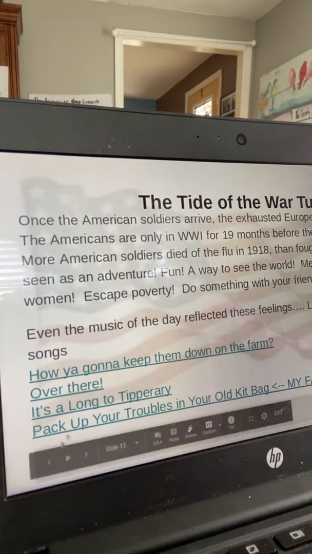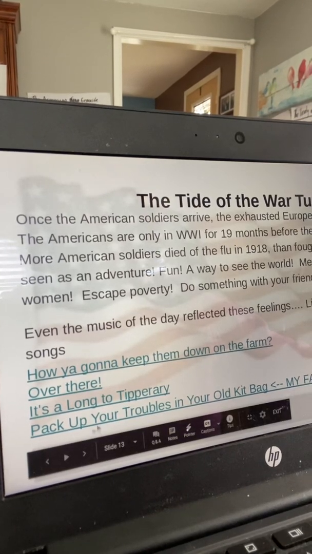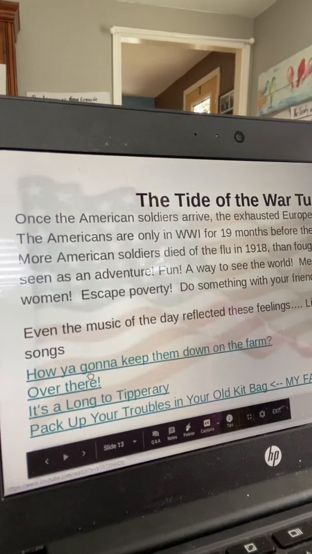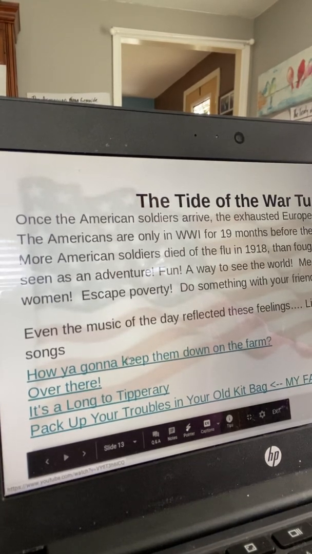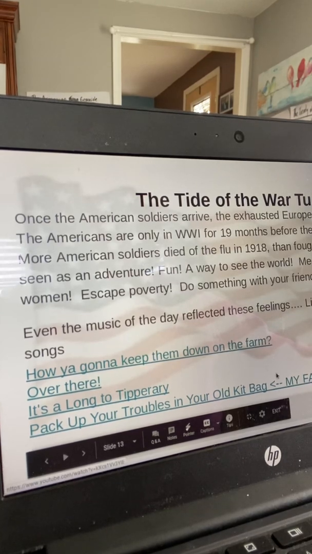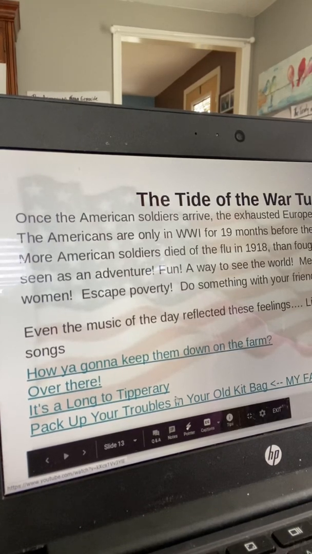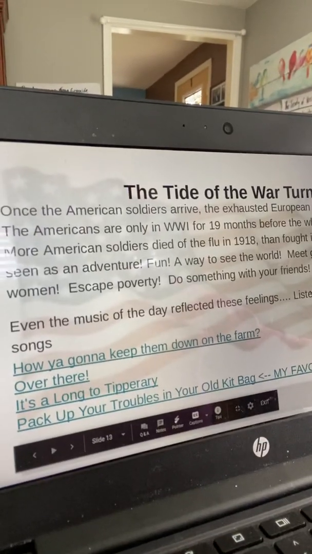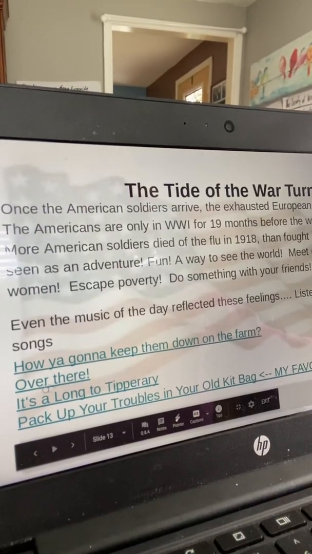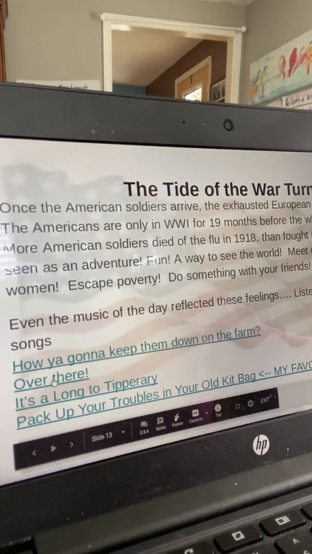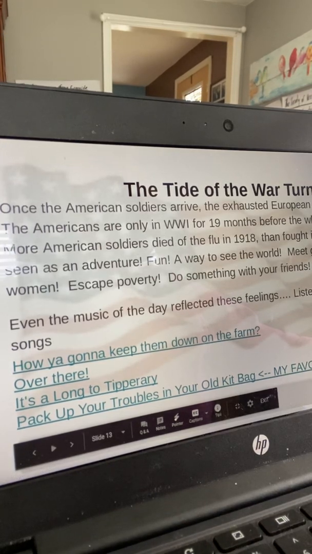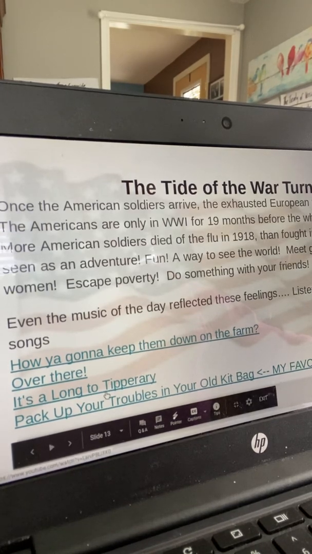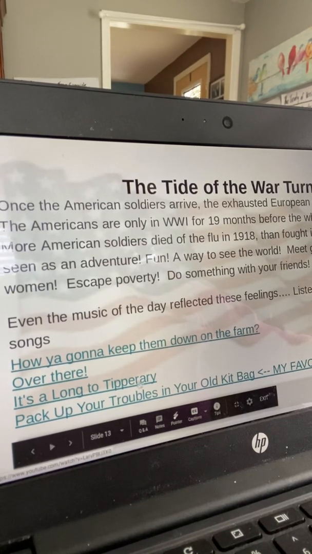I've put down here 4 songs that were kind of like the hits of the day, all reflecting how Americans felt about going to the war. This one at the bottom is one of my favorites. My mom used to sing this song to me. But you can listen to any one of these. You don't have to listen to them all. Listen to one of the following songs. This one right here, Over There, is probably the most famous one. I put It's a Long Road to Tipperary on for Mrs. Carnes, because this is a traditionally Irish song.